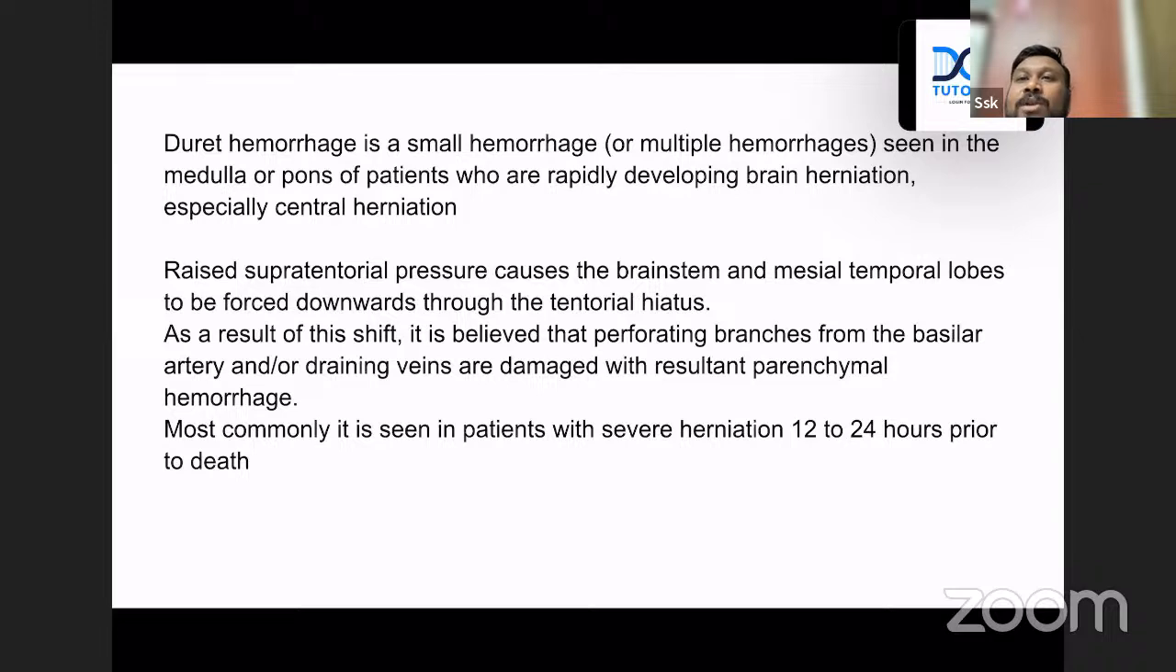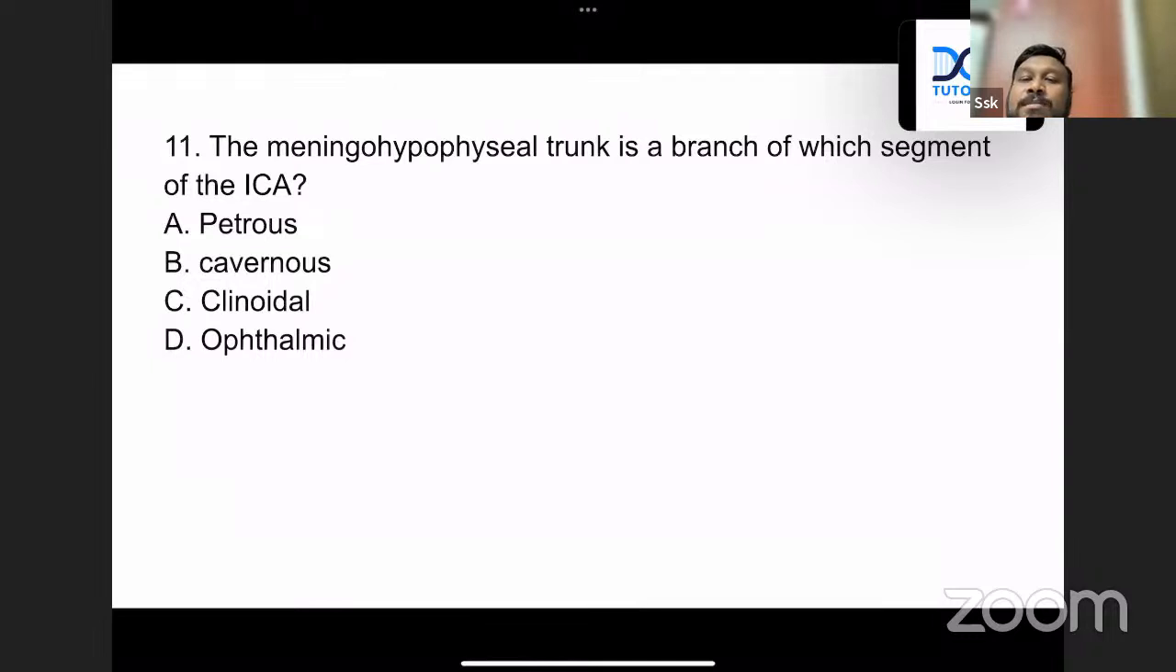The raised supratentorial pressure will cause the brainstem and the mesial temporal lobes to be forced down through the tentorial hiatus. As a result, it is believed that the perforating branches of the basilar artery and the draining veins are damaged, resulting in parenchymal hemorrhage. It is usually seen in patients with severe herniation 12 to 24 hours prior to death. So it is a sign of irreversible brain damage.